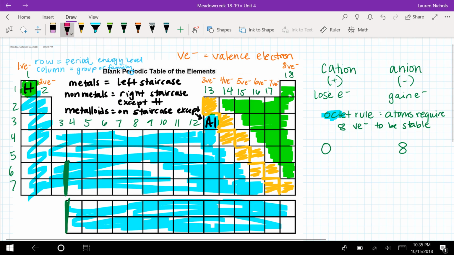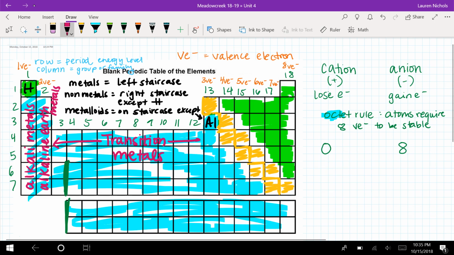But let's talk about the family names. Column number one is called the alkali metals. Column number two are the alkaline earth metals. Ran out of room for the word metals there. Anything in columns 3 through 12 are the transition metals. That's all of these.